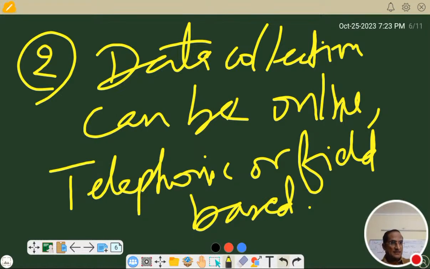So it can be online. The survey can be sent to you in the form of an email to your email ID or to your WhatsApp, by taking consent, of course. Then it may be a field based survey where people may be sent to the field, to your home, to collect the answers to the questions.